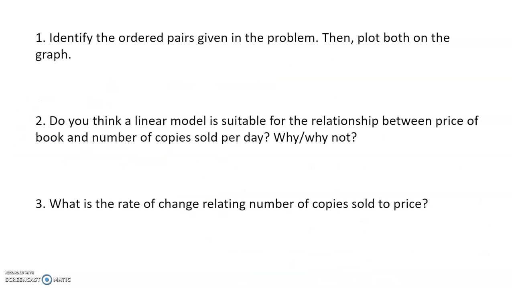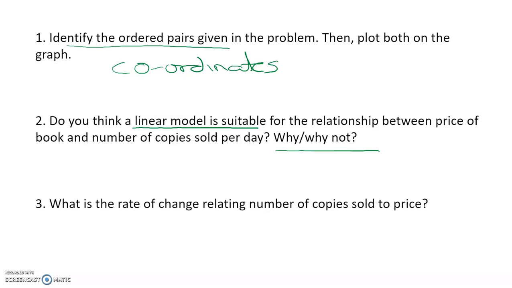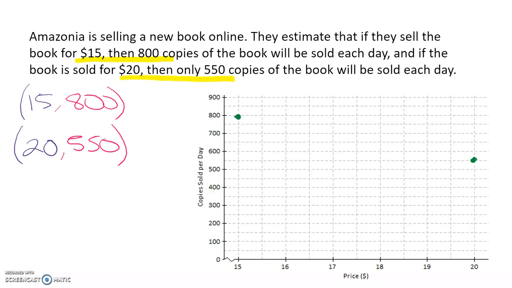Now when you get these sorts of problems, you often get a series of questions that guide you through how to analyse it, but also ask you to do that as well. This one asks us to identify the ordered pairs or coordinates, and we've already done that, and we have plotted them on the graph. It then asks us to think whether or not a linear model is suitable and why or why not. Let's have a look at the grid again. Now, would we be able to draw a straight line connecting these 2 points? Yes, it seems pretty easy. We don't need a curve of any description. So we can assume that we can fit a linear model to this problem.